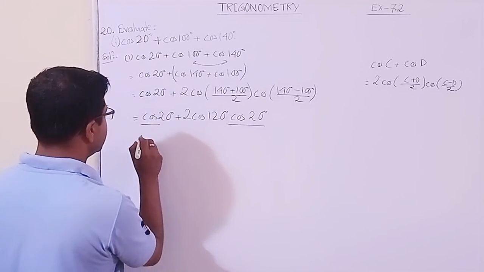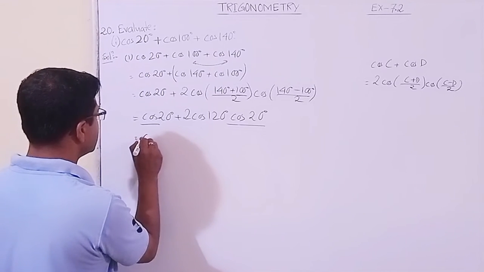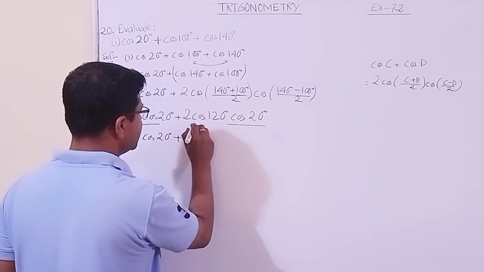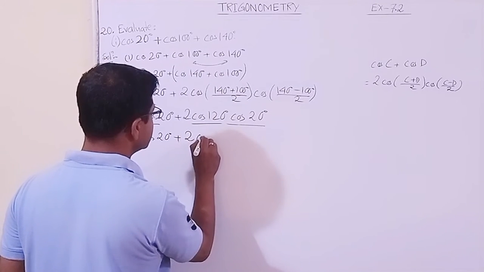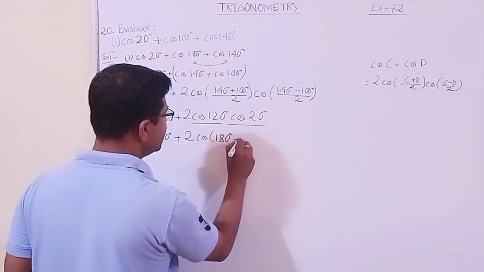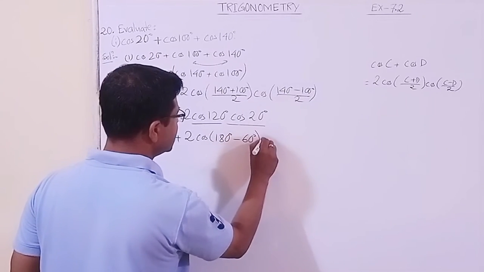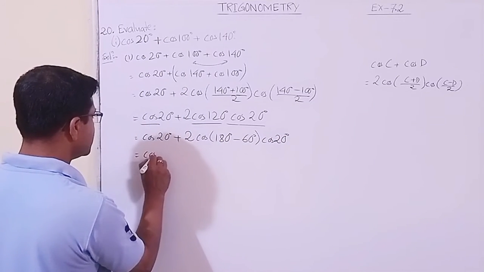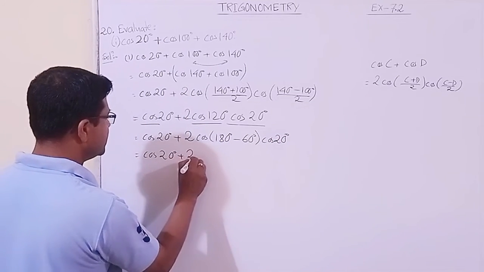Okay, now this sum is already done here. Just we'll arrange it. This factor we shall arrange. Now cos 120, how can we arrange? 120 means 180 minus 60 degree. This is cos of 20 degree. Got it? Cos 20 degree plus 2.